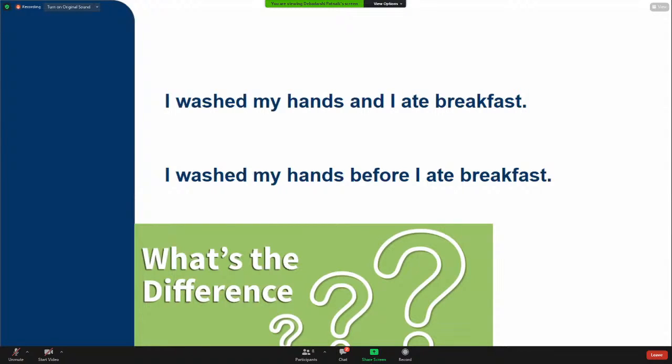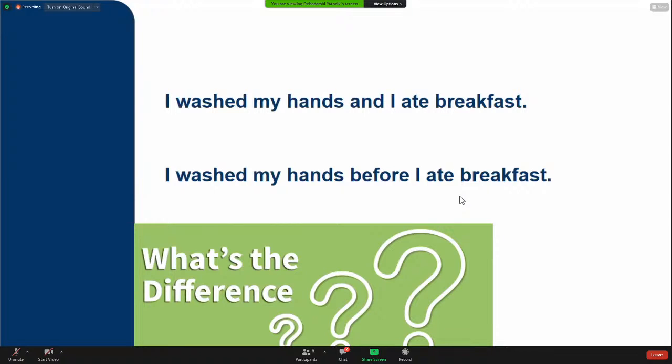So again, you are saying different activities and joining them with "and" or "then", like that. After that, again, the same activity is being done. I washed my hands before I ate breakfast.